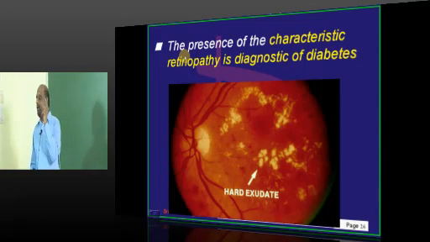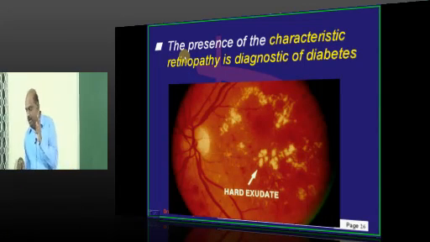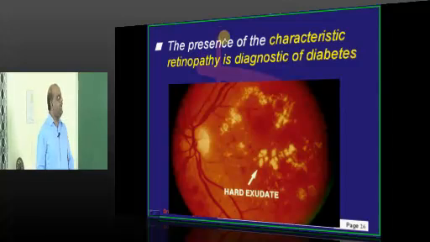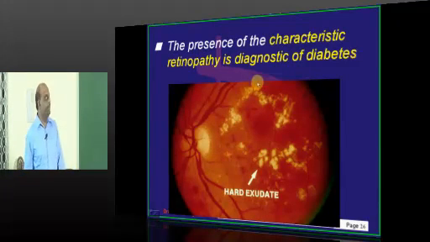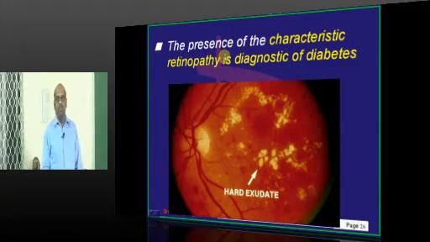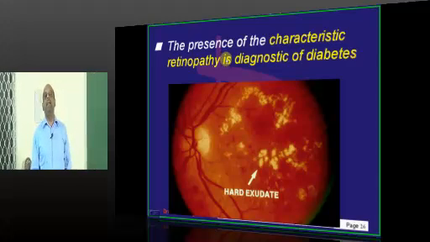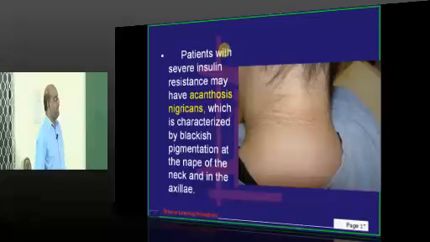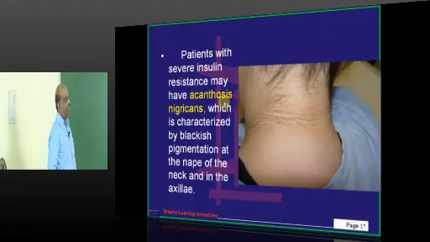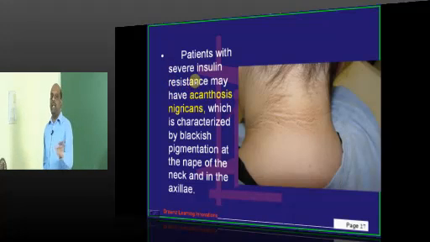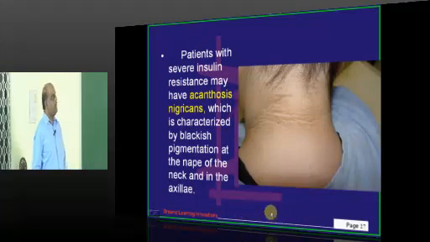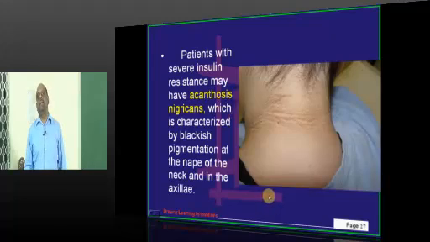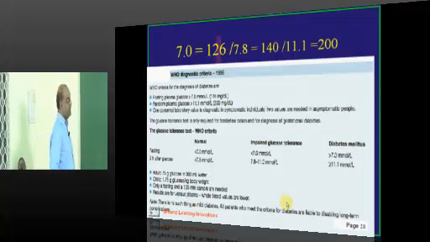But one important feature clinically, if it is there, is highly diagnostic of diabetes, that is retinopathy. If retinopathy is there, then that is a very important telltale clinical feature, diagnostic of diabetes. Acanthosis nigricans on physical examination is another important telltale sign of diabetes.